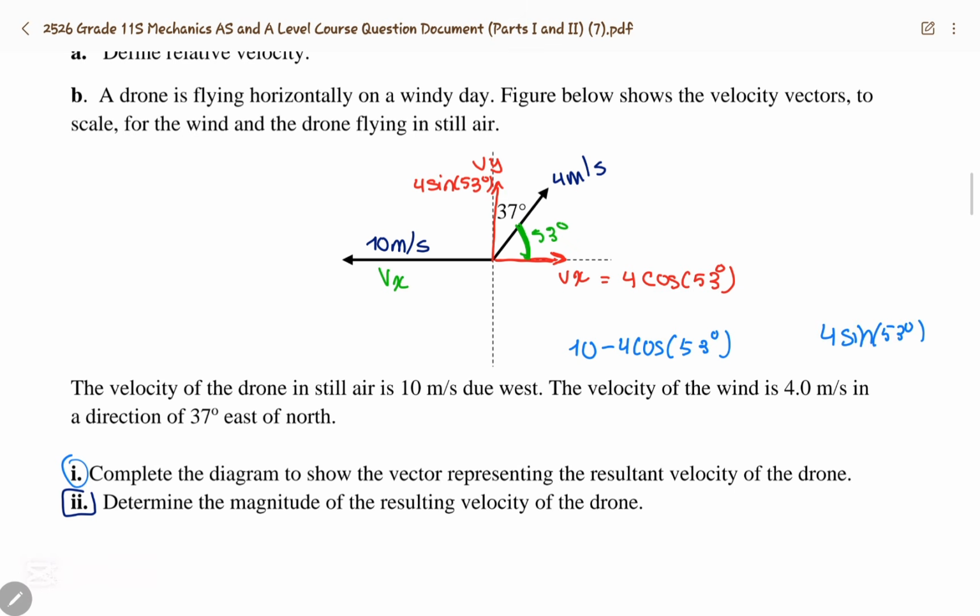Oh, sorry, why did I say squared? Excuse me. It's 10 minus 4 cosine 53 degrees, and then 4 sine 53 degrees. Now, to find the magnitude, I need to do Pythagorean theorem. Basically, I square them and add them, and then I do radical for both of them.